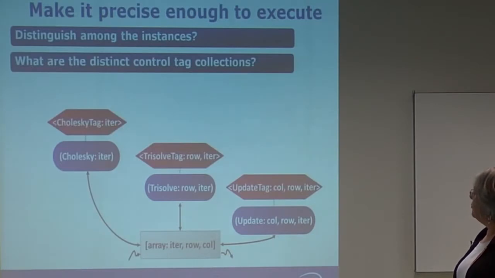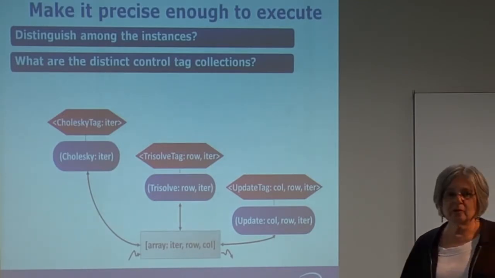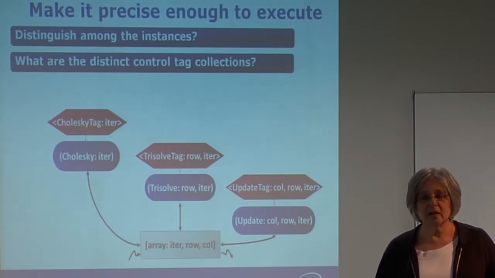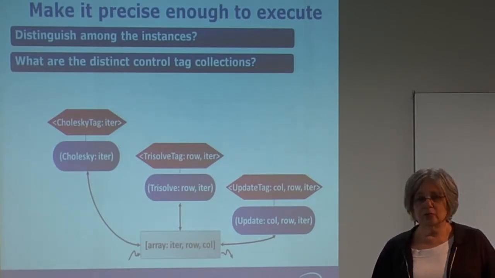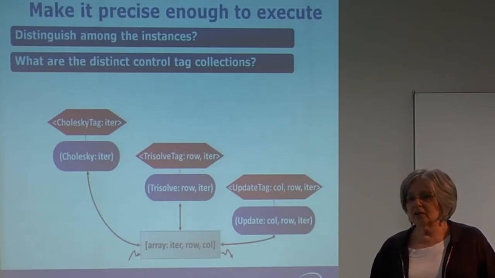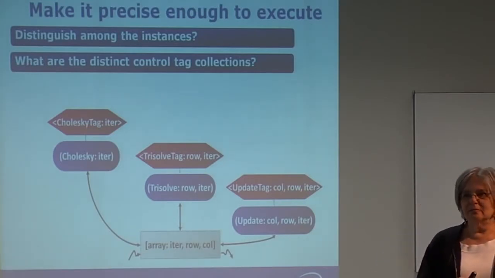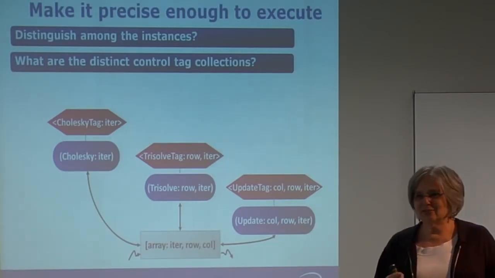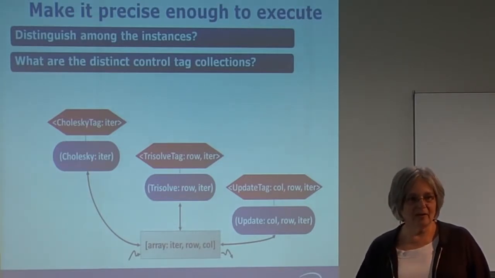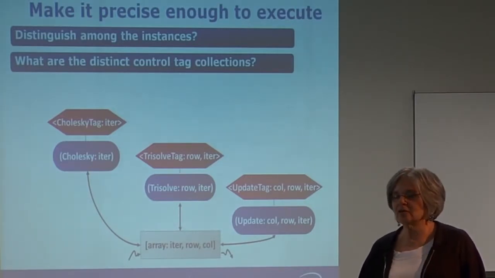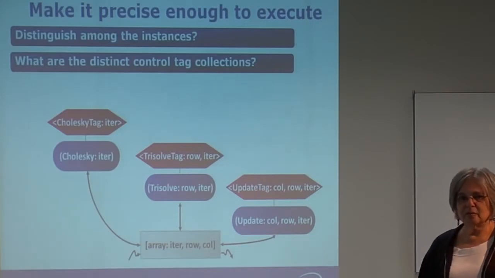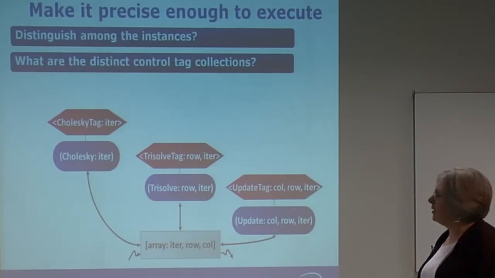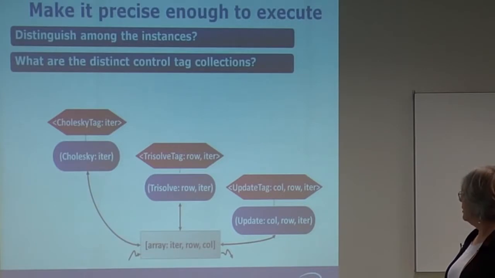Okay. The next question is, what are the distinct control tag collections? So it turns out in this case that each of the 3 computations is controlled by 3 separate control tag collections. That's not necessarily true. You could have a collection that has identified financial options or genes or something like that, and you want to do a couple of different things with each one of those. And we'll see some of those later. But in this case, we have a collection for each.